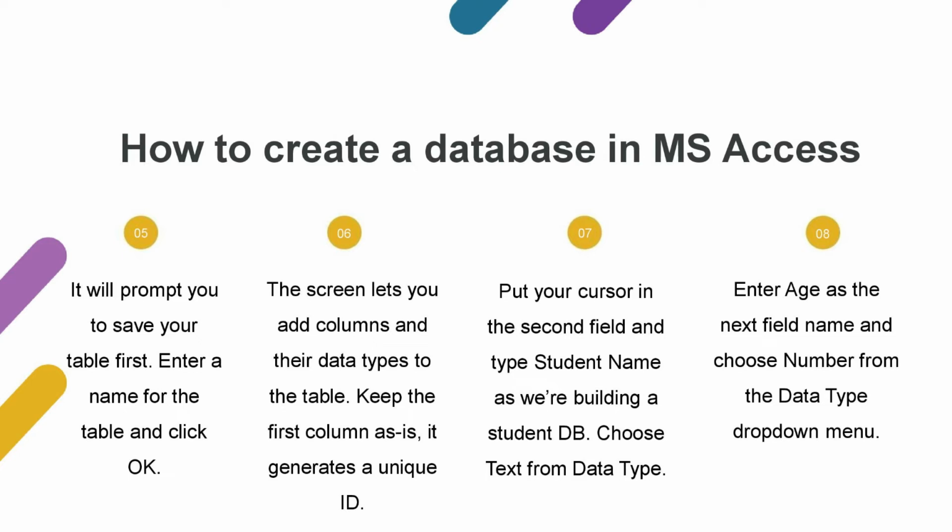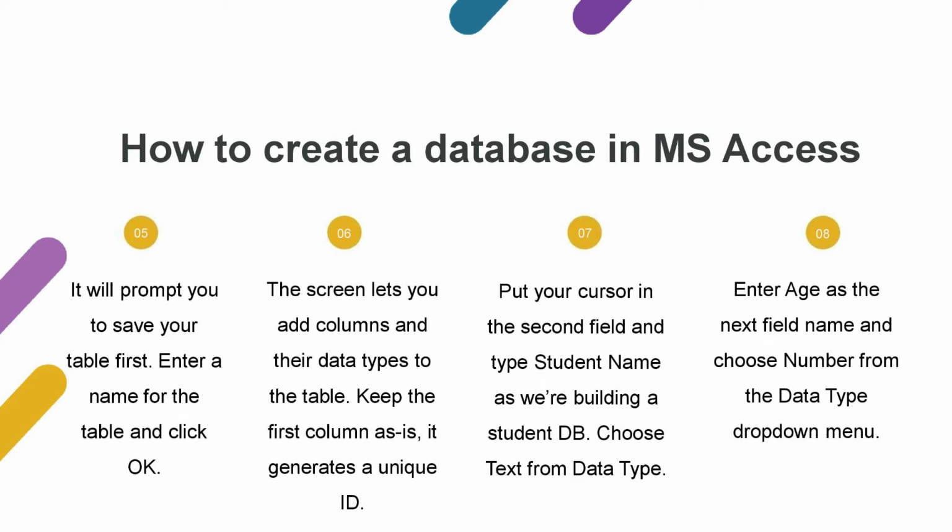The ninth step is, as we are building a student database, put your cursor in the second field and type the student's name. So choose text from the data type field. So for the student name, we should also fill the correct data type, which enables us to proceed with our storing data.